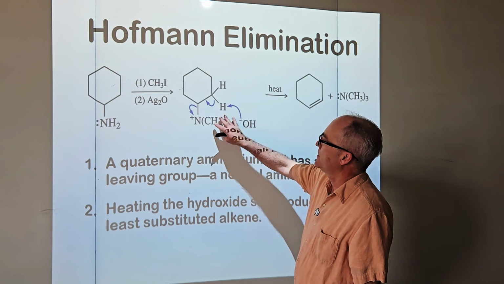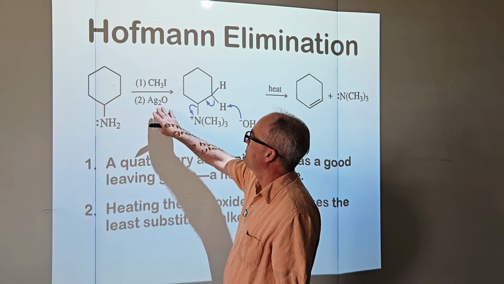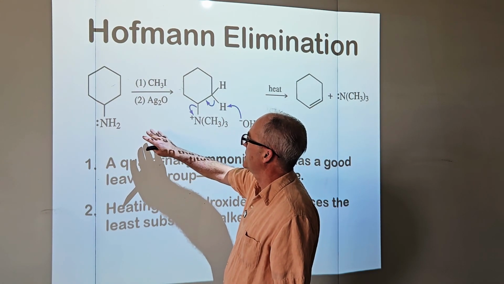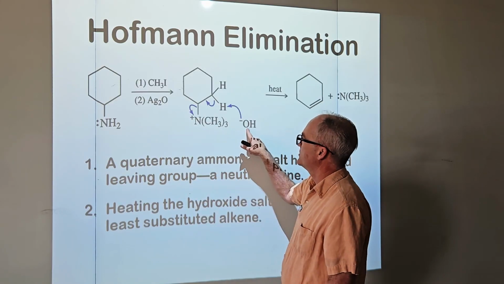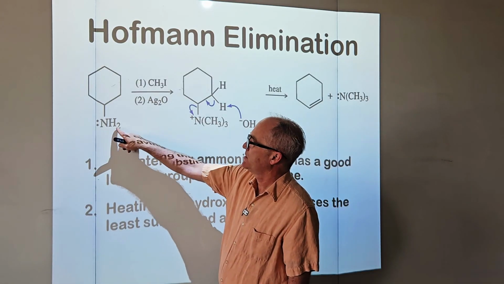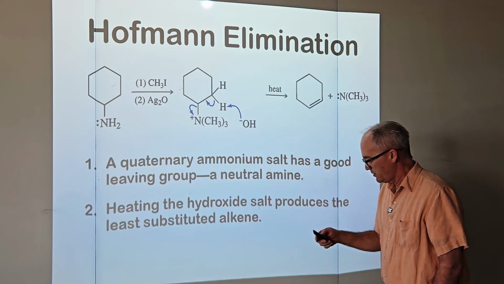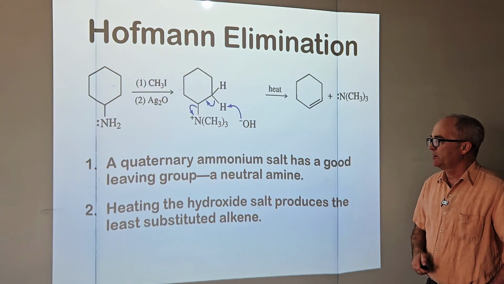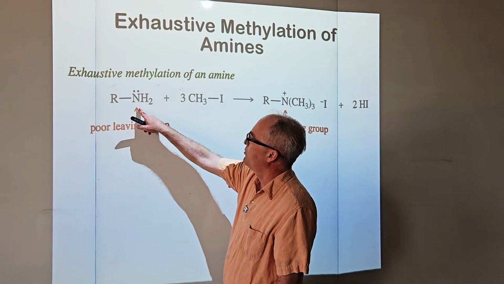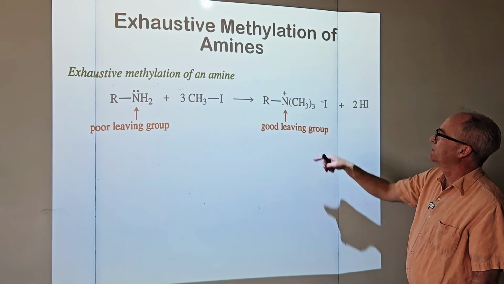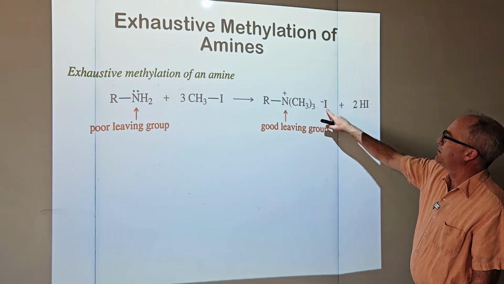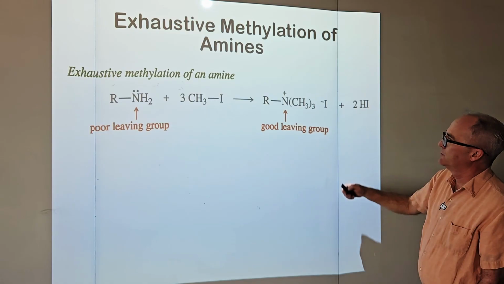So the hydroxide salt, notice we have this silver oxide. It's probably where that oxygen came from. Notice there's some protons there. I don't think we have to worry a whole lot about the mechanism. So a poor leaving group. Now we have a good leaving group. And so here's some iodide left over.